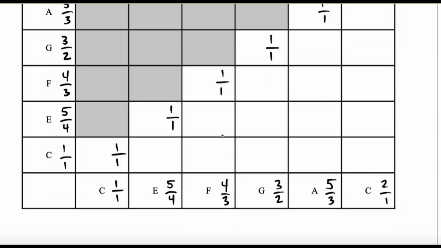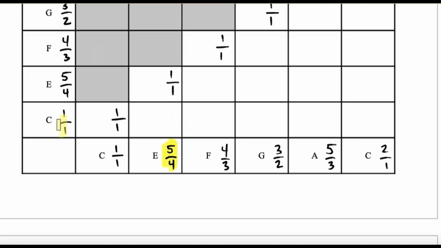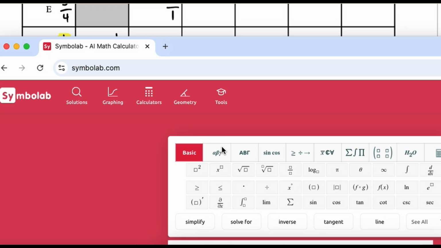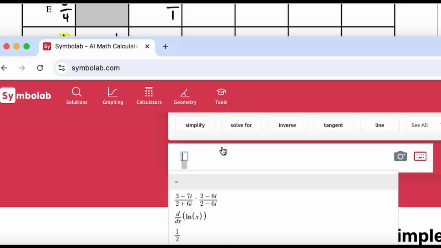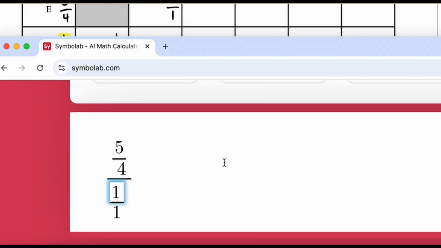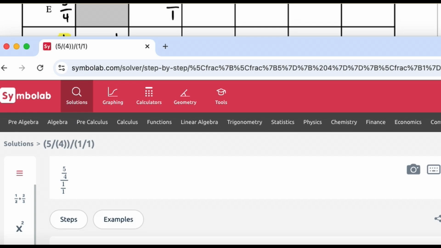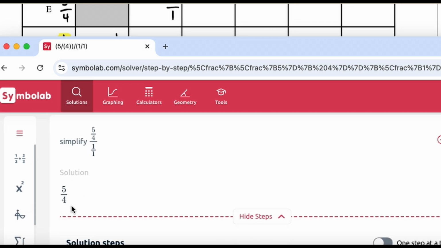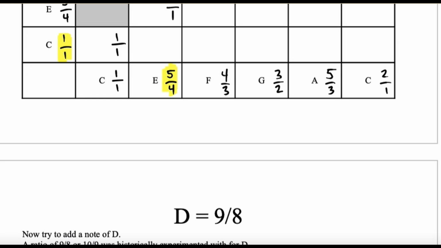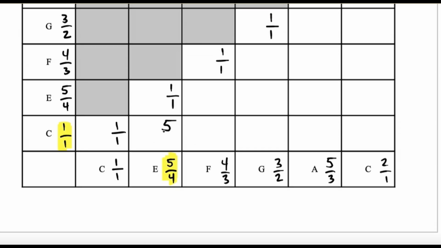Okay, and then you had to use Symbolab or some kind of other calculator for getting the reduced ratios. So here I'll divide 5/4 by 1/1. I'll do that quickly on Symbolab. So there I created just kind of a complex fraction. I'm dividing a fraction by another fraction. Symbolab will tell me the reduced answer, which is 5/4. So basically, anytime you divide a number by 1, you get itself. So I can fill these in very quickly.